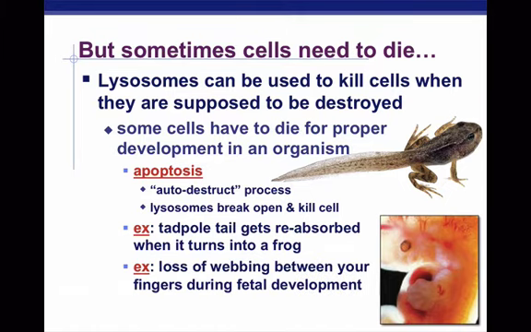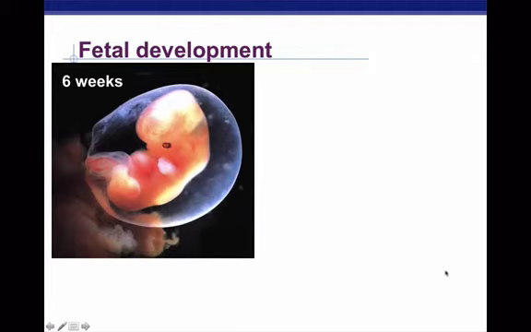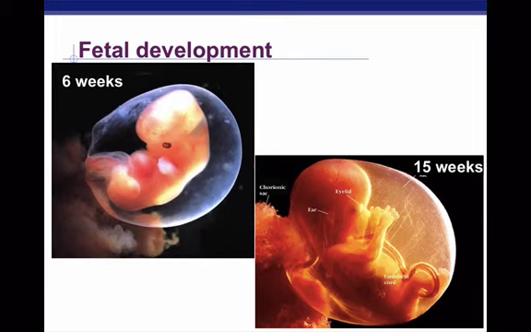So we also see this in human development too. So here on the right hand side is a fetus, and you can see right here its little webbed fingers. And the reason why we don't have webbed fingers when we're born is because that webbing is lost during development, because those skin cells, the little lysosomes, will pop open and dissolve that skin. So you can see here on the left hand side what you look like at 6 weeks, and on the right hand side at 15 weeks. Now again, you can see the webbing here, and at 15 weeks you can see the actual individual fingers.